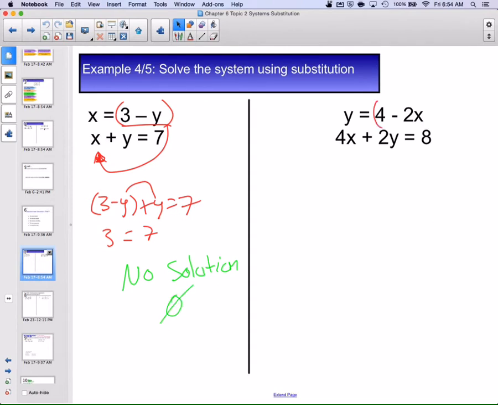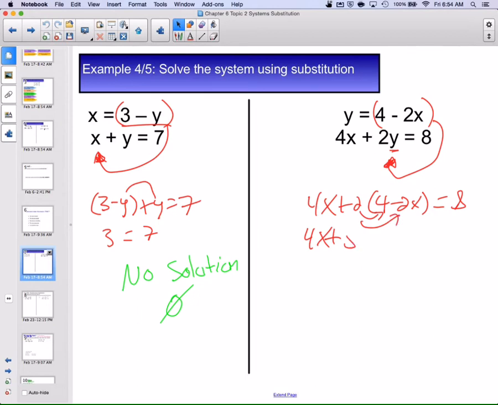Looking at the second example, y equals 4 minus 2x. Well, that means I'm going to replace y with that. Let's see what happens here when I do that. 4x plus 2 times (4 minus 2x) equals 8. So that's 4x plus, okay, we've got to distribute it, so let's be careful here. 8 minus 4x equals 8.